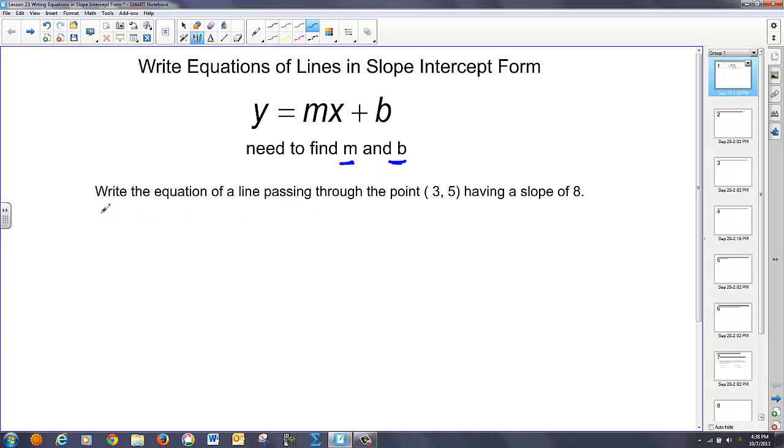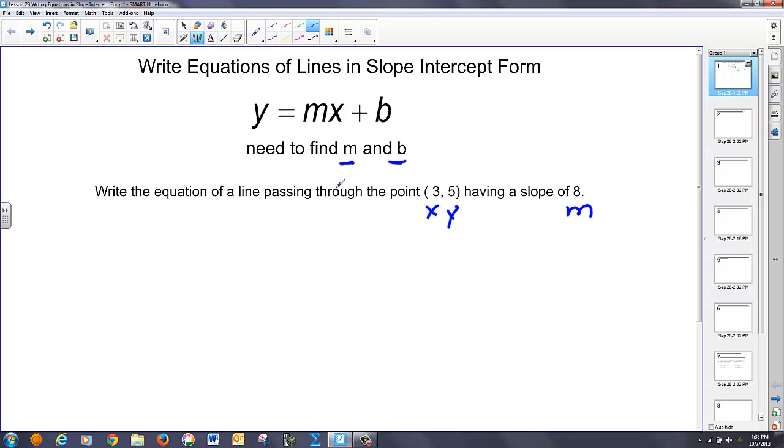Now if you look at the problem we have in front of us, we want to write the equation of a line passing through the point (3, 5) having a slope of 8. We can identify some of these things in the equation. The slope, 8, is m. The 3 and the 5 are parts of a point, and points are made up of x and y values.